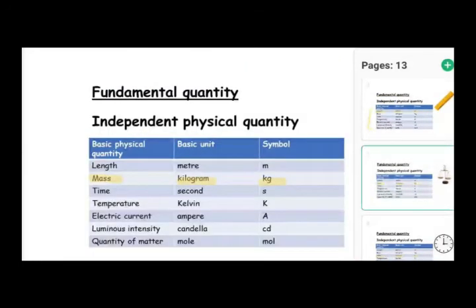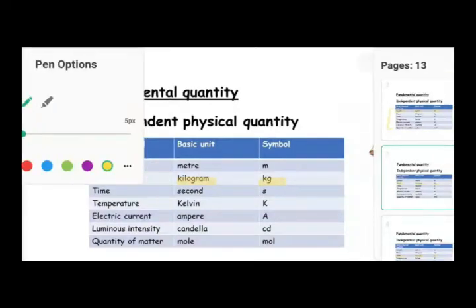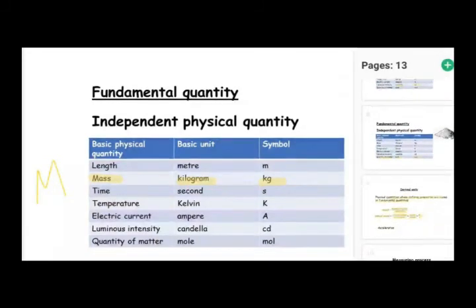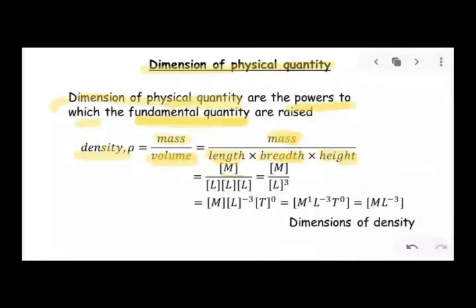Mass is your fundamental quantity and it can be measured in kilogram, which is your symbol kg. We generally denote our mass with a fundamental quantity capital M. So mass is represented with capital M.